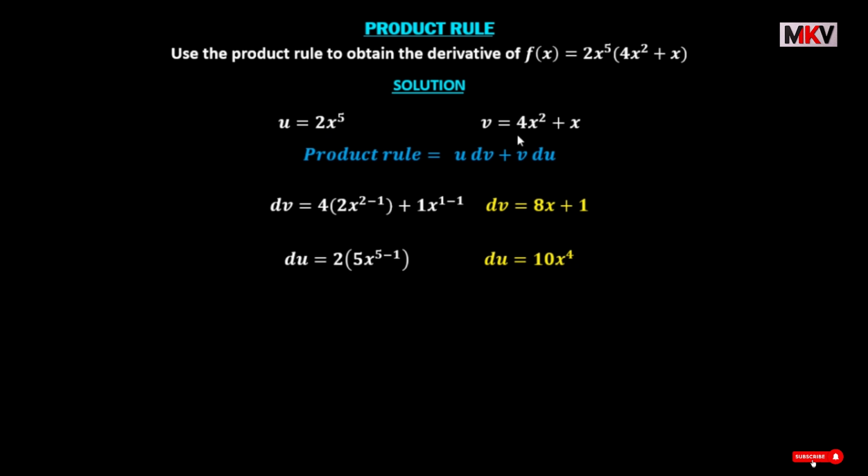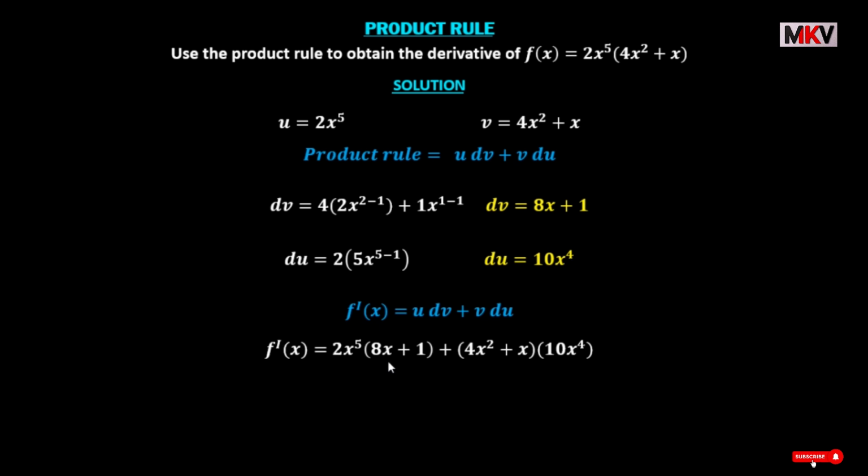Therefore we take this equation to find the product rule for this function. The derivative of f of x, which is f prime of x, equals u dv plus v du. So we will do our substitution. You take u, which is 2x to the power 5. Then we take dv, which we had as 8x plus 1. Plus our v, which is 4x squared plus x. Then our du, which is 10x to the power 4. So we've done all our substitutions.